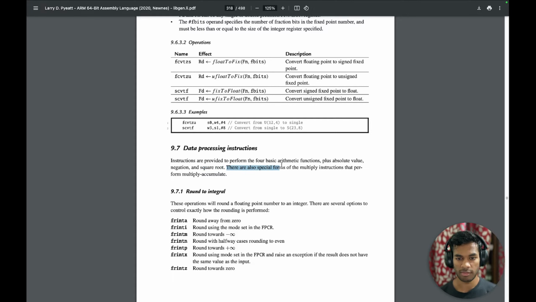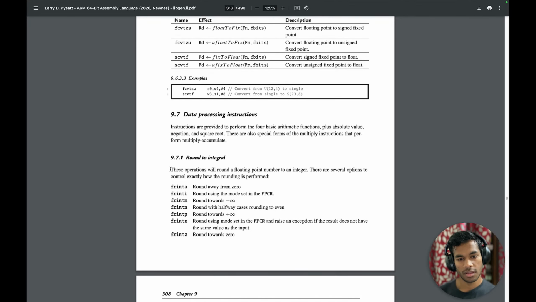There are also special forms of multiply instructions that perform multiply accumulate. Okay, these operations will round a floating point number to an integer. There are several options to control exactly how the rounding is performed.